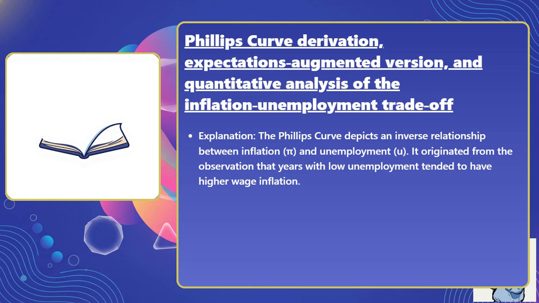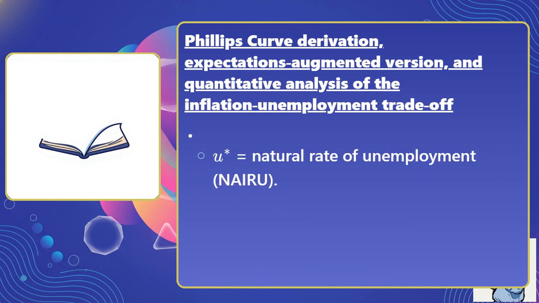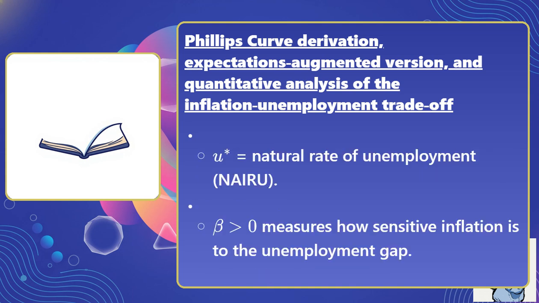Explanation. The Phillips curve depicts an inverse relationship between inflation, pi, and unemployment. It originated from the observation that years with low unemployment tended to have higher wage inflation. Basic form, static: pi sub t equals pi superscript e sub t minus beta times u sub t minus u star. Pi superscript e sub t equals expected inflation. U star equals the natural rate of unemployment, NAIRU. Beta greater than 0 measures how sensitive inflation is to the unemployment gap.